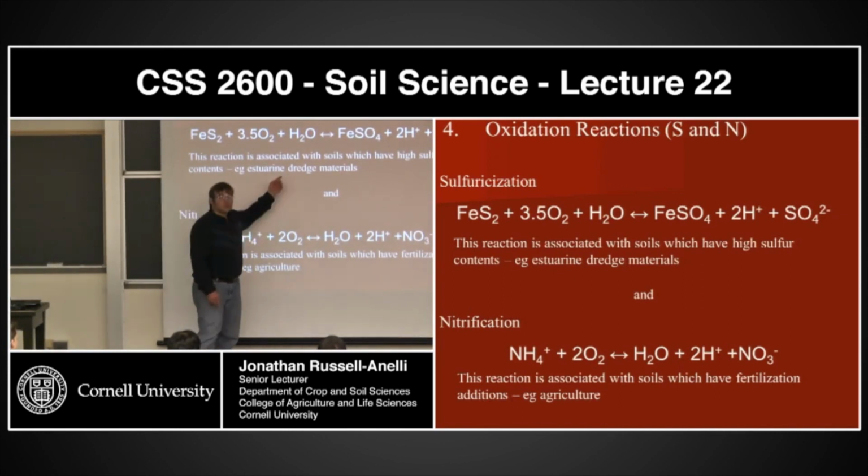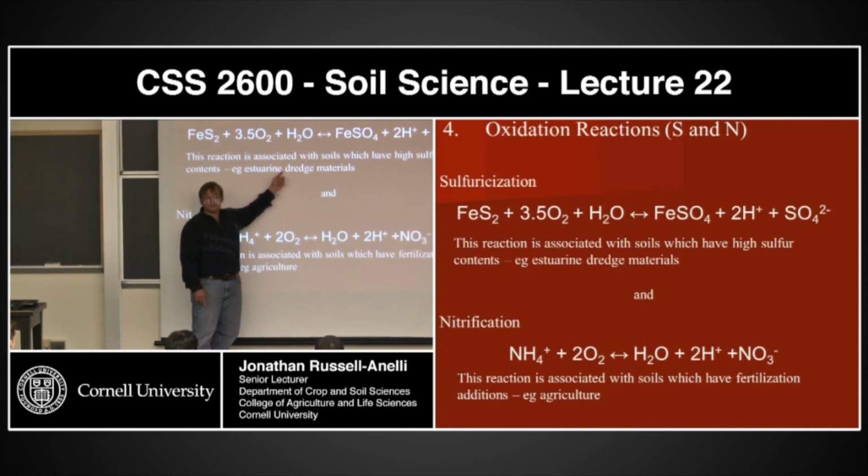Now, this is also associated with what I said right here: this is the dredge material, but this is also acid mine waste, acid mine spoil. This is why all those streams in basically West Virginia and Western Virginia and Maryland are all acidic.